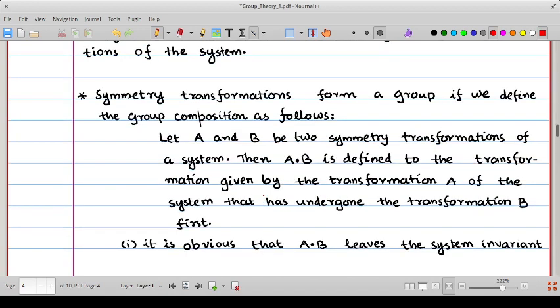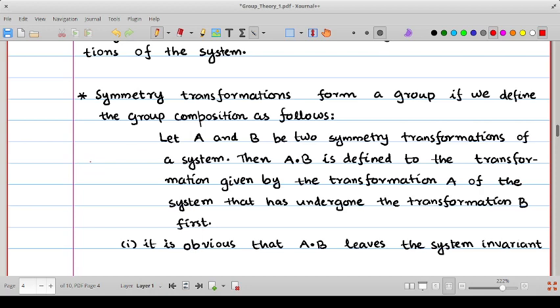Now we demonstrate that symmetry operations or symmetry transformations form a group if we define the composition law for the group in the following way. Let A and B be two symmetry transformations. Which means the action of B, or the transformation corresponding to B, of the system leaves the system invariant.